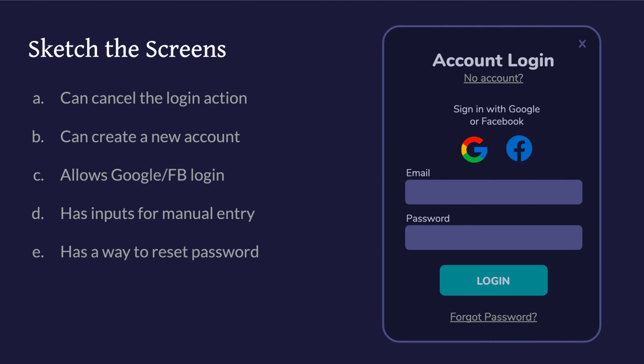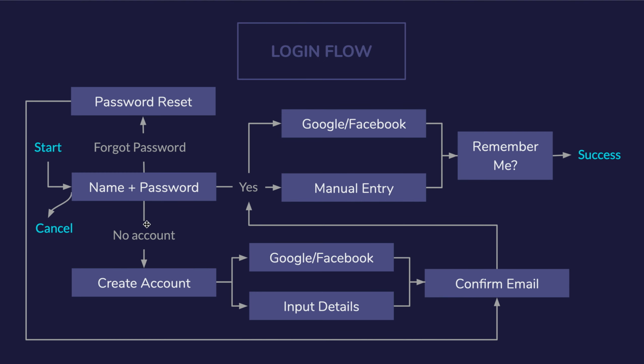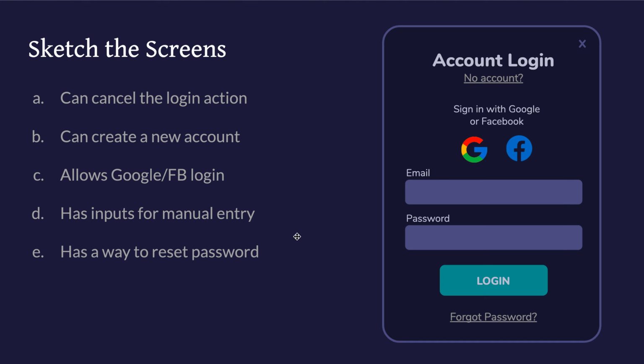So the first thing I'll do is pick my very first screen. Here, this is the name and password screen. You can see I've got the email and password, but there's a few more fields than I had before. I'm going to give my users the option to sign in with Google or Facebook by tapping on one of these links. I've got a no account link, and if they tap on that, it's going to take them to a create account page.